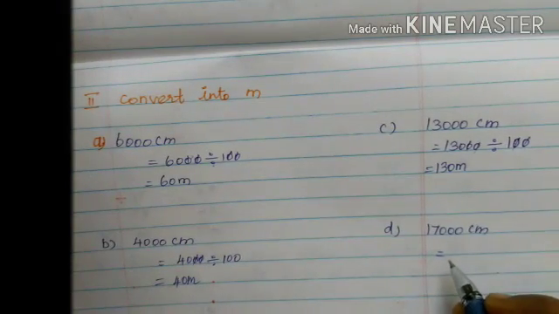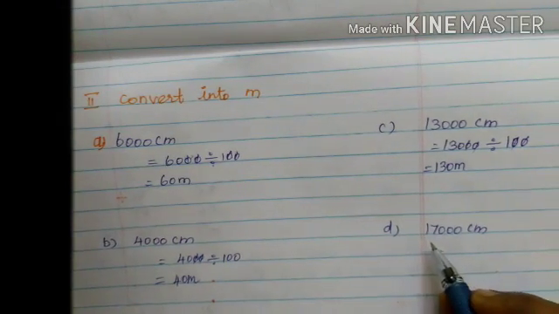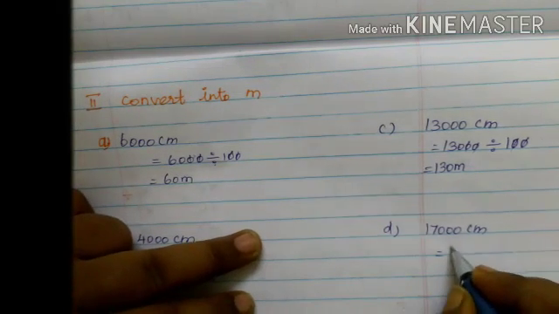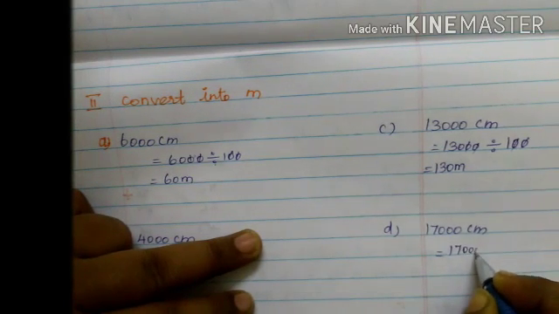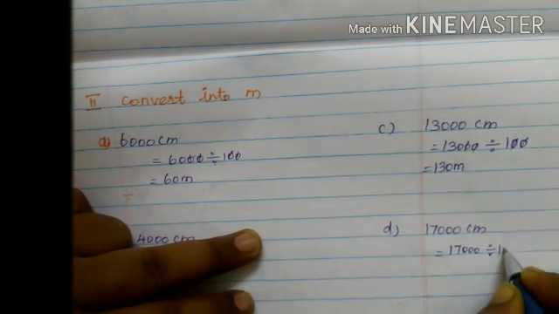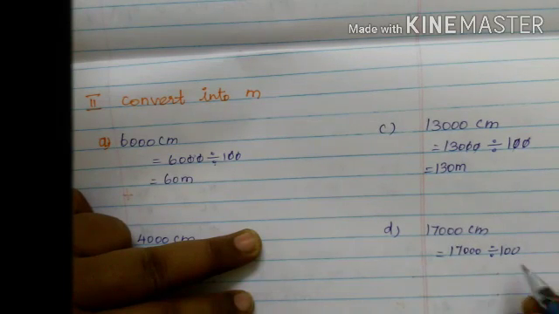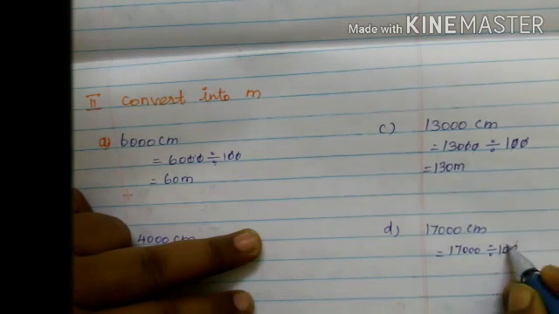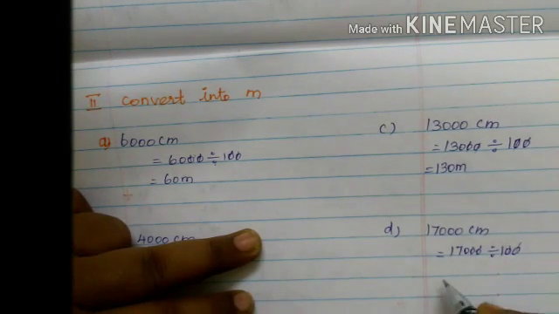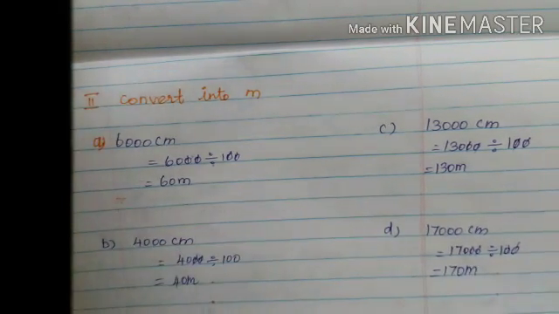The next one, last sum D, 17,000. So 17,000 divided by 100. You cancel 2 zeros, so you get 170 meter. Okay, you understand now?